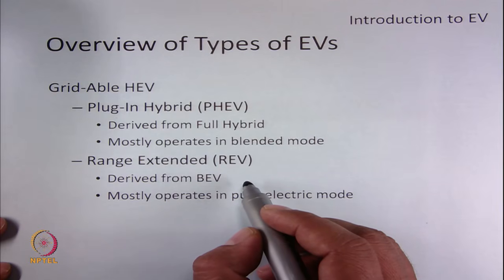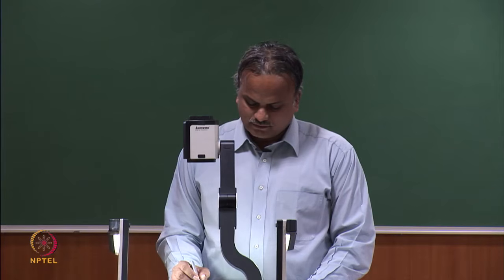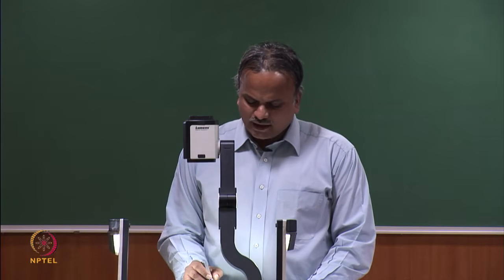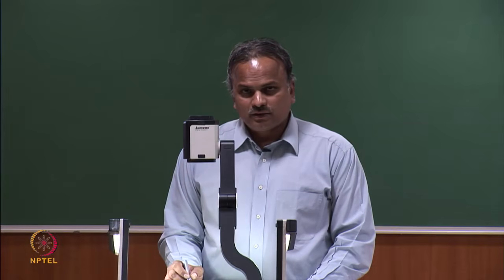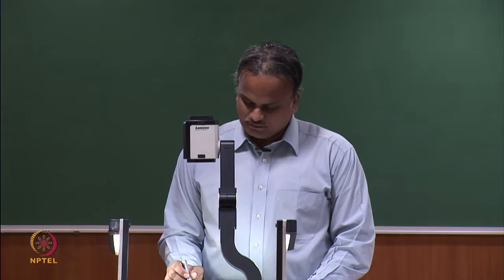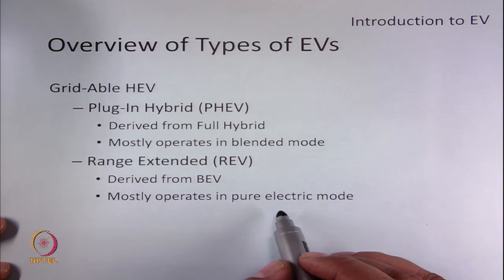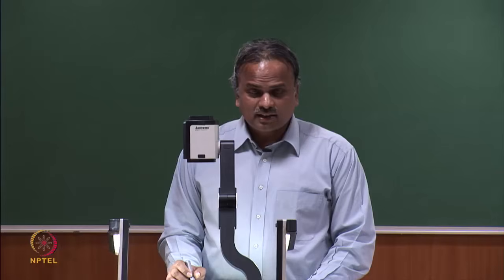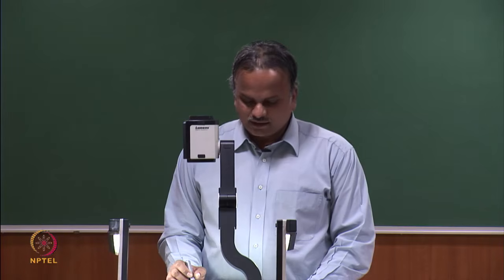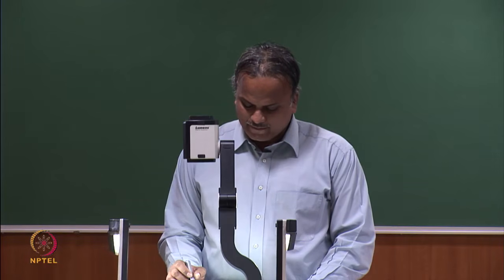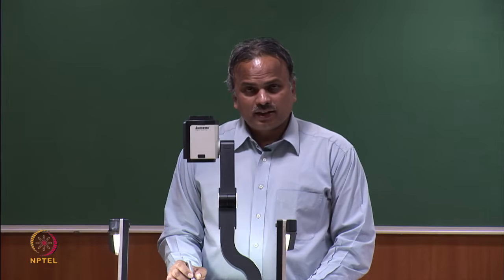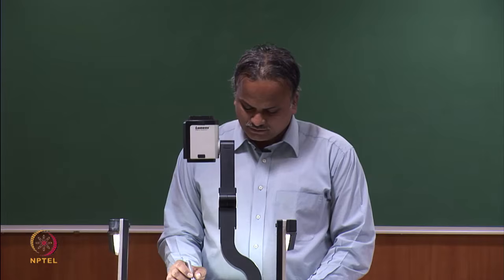On the other hand, an REV or range extended vehicle is derived from a battery electric vehicle. It mostly operates in pure electric mode with the electric motor alone as the propulsion device. It operates in pure electric mode until a threshold of battery pack voltage is reached, where it starts the smaller rated IC engine to charge the battery to support the electric mode.